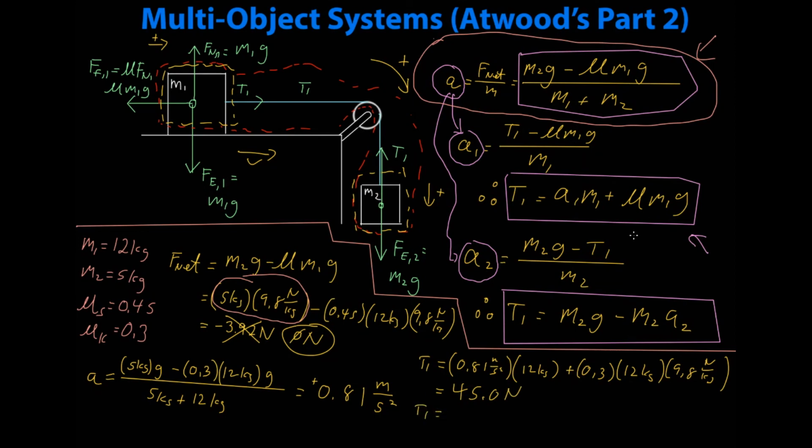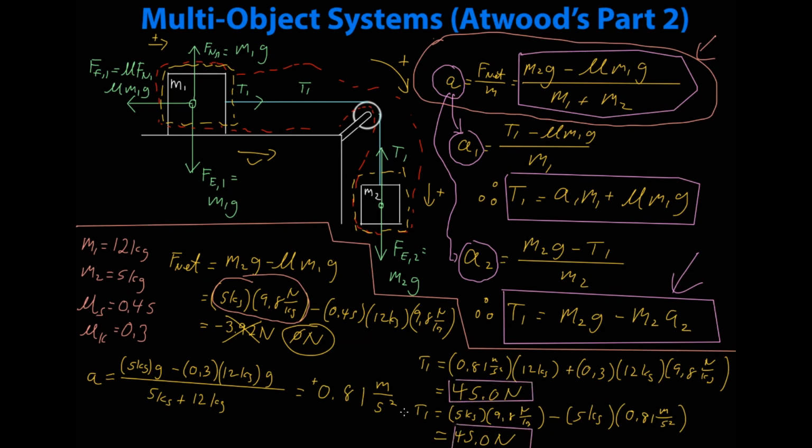Tension 1. I will now use this equation, which is centered on mass 2. Tension 1 is 5 kilograms times 9.8 newtons per kilogram minus 5 kilograms times 0.81 meters per second squared. Rounding to 3 sig figs, I would get 45.0 newtons. So it does not matter which side you use. If you have time to do both, you can check yourself very easily.